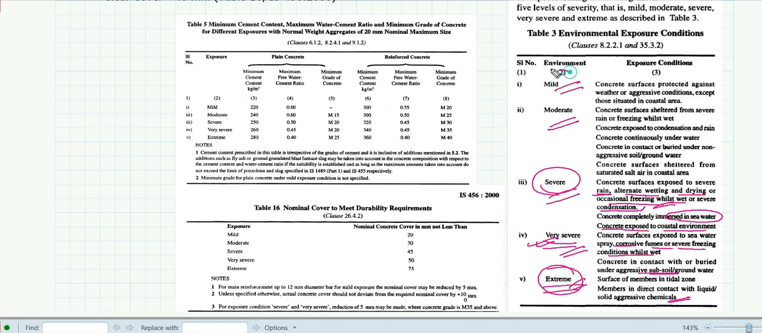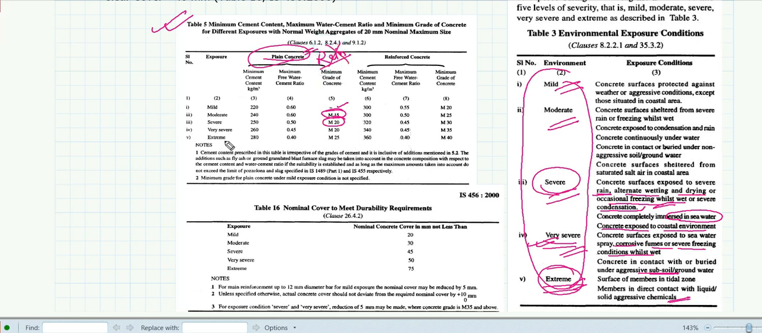Okay, and according to the exposure conditions, there is Table number 5. You can see what the different grades are that you should use. Suppose for plain concrete, for mild, you can use any grade. For moderate, you can use M15. For severe, you can use M20. This is for plain concrete where reinforcements are not there.